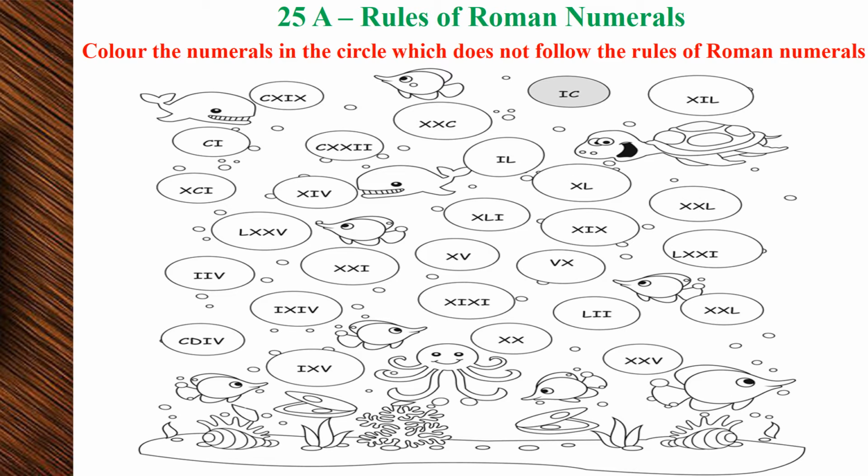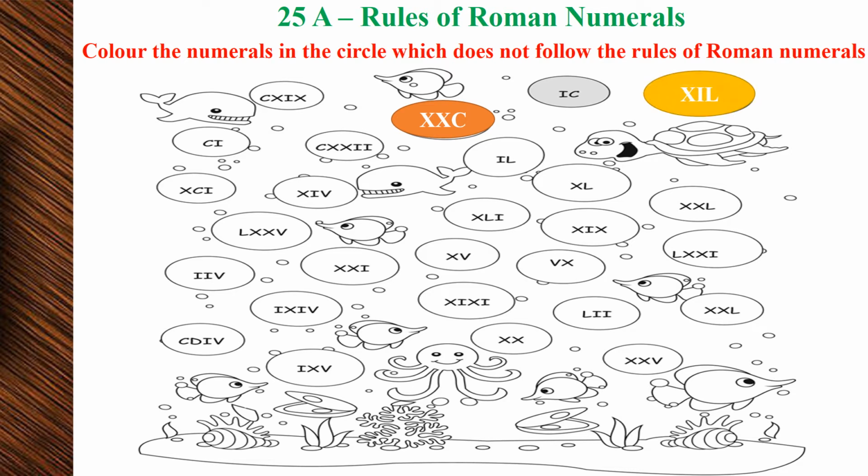Using the rules of Roman numerals, color the numerals in the circle which do not follow the rules of Roman numerals. Here, for example, they have colored one of them, which is IC. It does not follow the rule because I should be followed by V or X. Here I is followed by C. So it is wrong. So it is colored. What next? XXC. One X can be followed by C. But here we have 2X. So it does not follow the rule of Roman numerals.